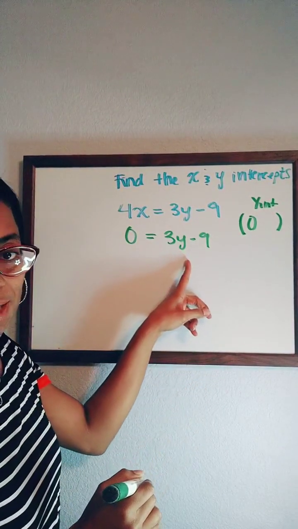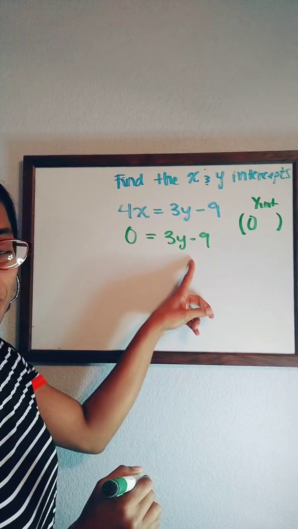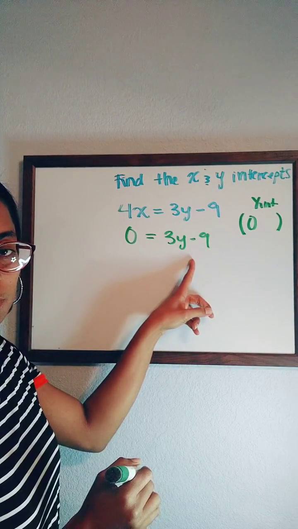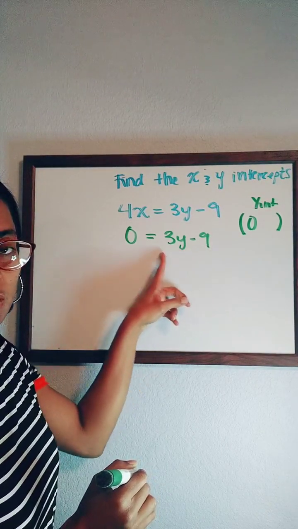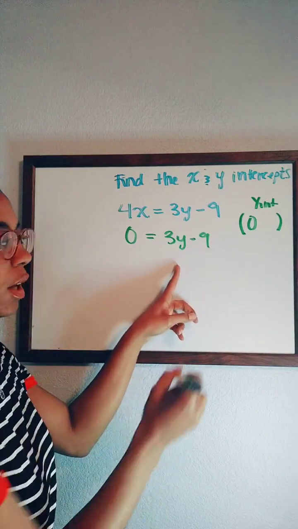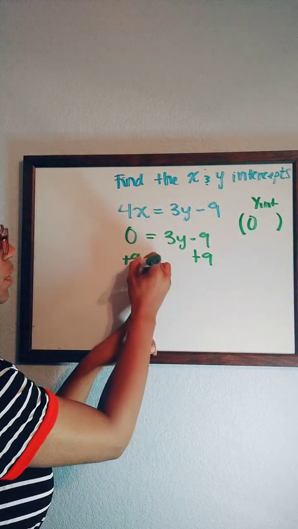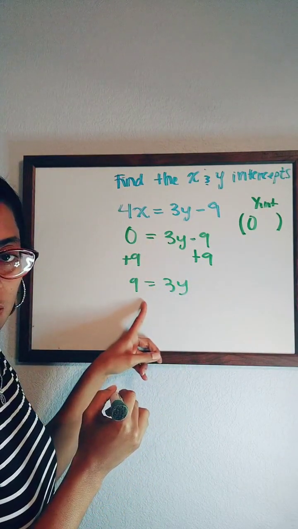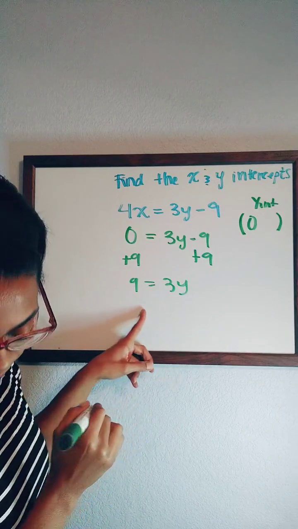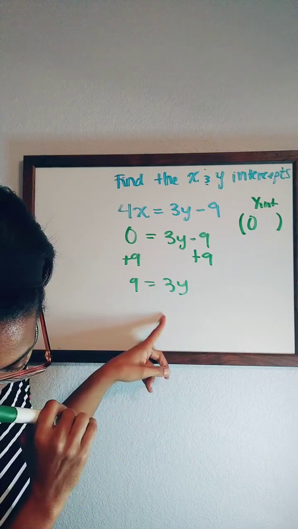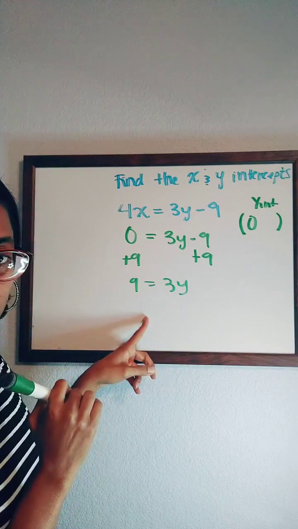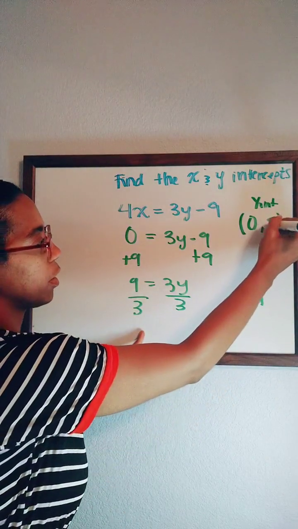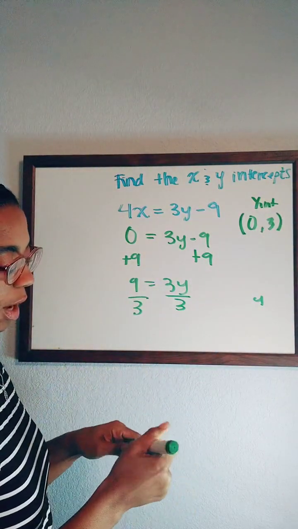Then I need to get the y by itself. Hey, Flawless. How do I get y by itself? Remember, I need to remove all the numbers over here so I can get y by itself. Thank you, August. I'm going to add 9 to both sides. 9 is equal to 3y. And then what do I do to get this by itself? Very good. So I got y is equal to 3. Perfect. Now my other one.